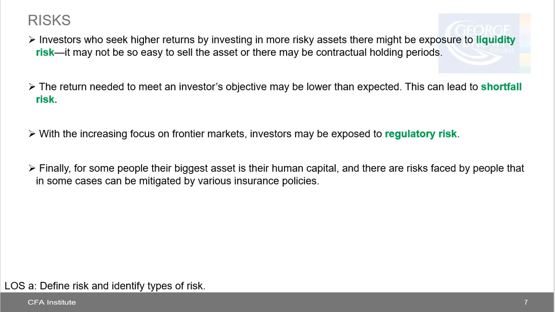The risk needed to meet an investor's objectives may be lower than expected. This can lead to shortfall risk. With the increasing focus on frontier markets and emerging markets, investors may be exposed to regulatory risk. Finally, for some people, their biggest asset is their human capital, and there are risks faced by people that in some cases can be mitigated by various insurance policies. So that was just 3 quick slides, risks from the point of view of the investor.